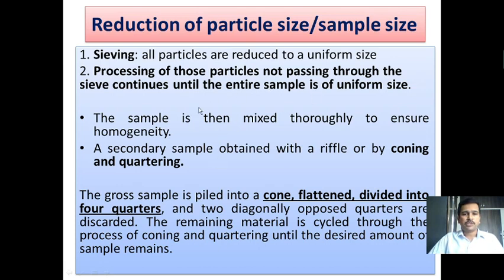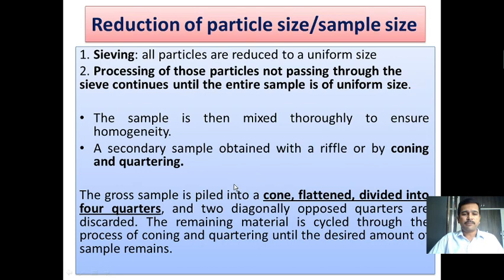This homogeneous sample is called the primary sample. Primary sample means whatever you have collected from the target population. And the secondary sample you have to obtain, and this secondary sample has to be converted into the laboratory sample. This secondary sample is obtained by a riffle. A riffle is a sampler, an object for sampling solids. Or you can even subject these large samples to the process of coning and quartering.